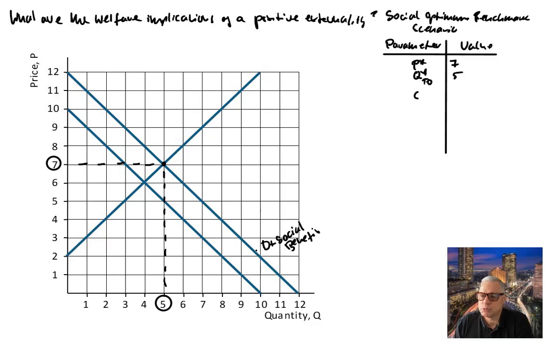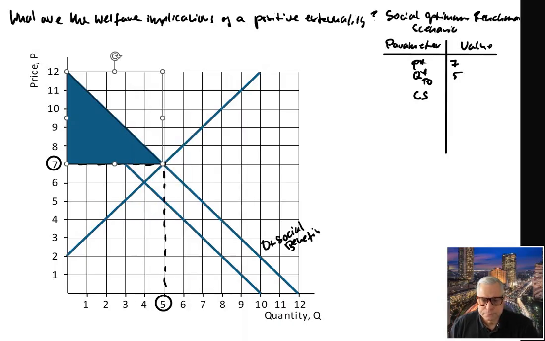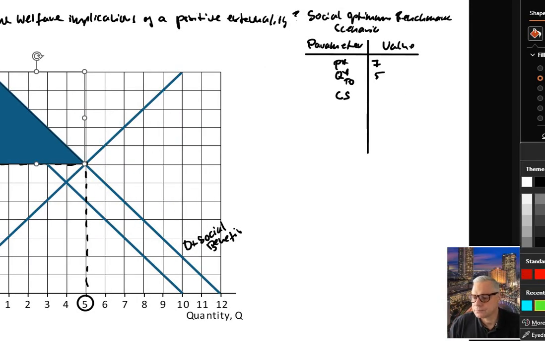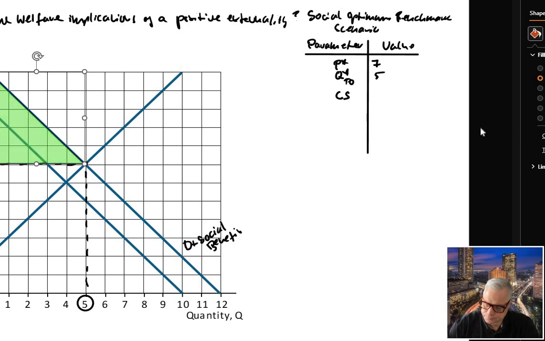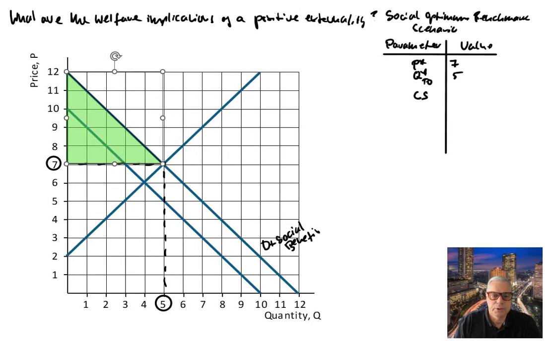And so how big is consumer surplus in the social optimum? The consumer surplus is now this area, and this area is 1, 2, 3, 4, 5. That's the height, base 5, 5 times 5, 25 over 2, 12.5. Then producer surplus, that would be this area here.